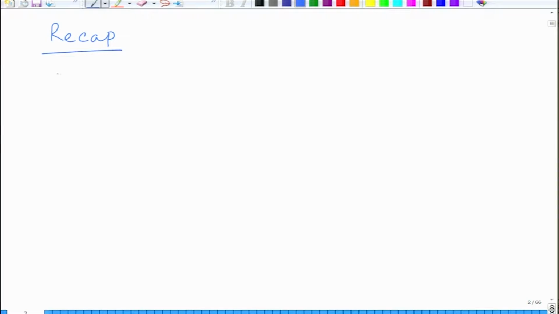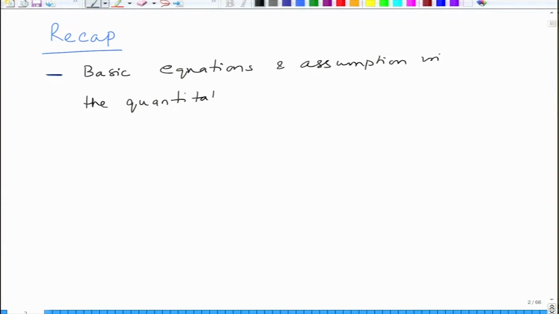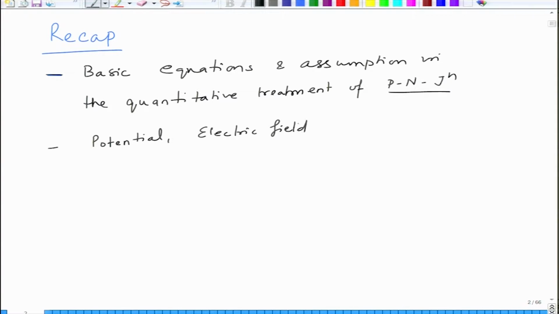In the recap, what we did in the last lecture was we looked at the basic equations and assumptions in the quantitative treatment of p-n junction. So essentially we looked at the potential, electric field, how do you calculate them.